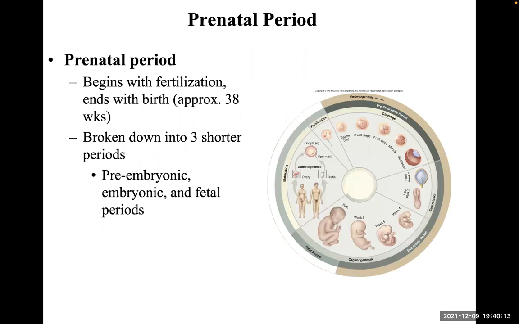This is a diagram from your book, and I like it because I think it does a good job allowing you to visualize what occurs during the different periods, right? We broadly break the events starting from fertilization up through giving birth into different phases or periods. The pre-embryonic period starts with the formation of the zygote, the first single-celled structure that will become you as an organism, as an individual.